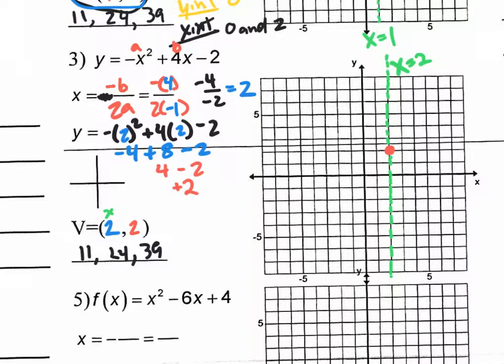But the a value does provide how wide or how narrow it is. So the a value of 1 is going to be exactly the same. It's just opening down with that same pattern of 1 over, 1 down. Let's put a dot right there. 1 over, 1 down will be right here. Go back to the vertex.